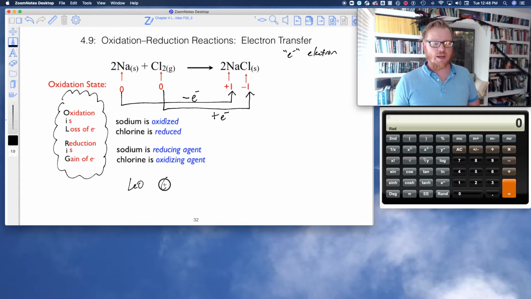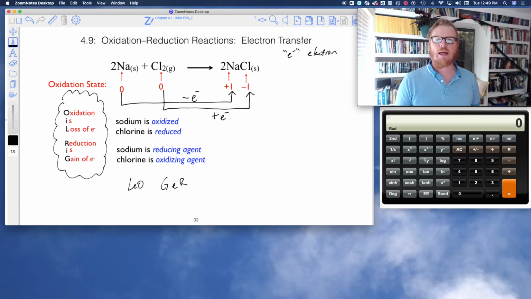Leo says GER. I don't know this one very well. So what is it? I guess loss of electrons is oxidation. Oh, now I get it. Ha ha. Loss of electrons is oxidation. Gain of electrons is reduction. Okay, so I like OIL RIG better, but if you like Leo says GER, that's okay too.